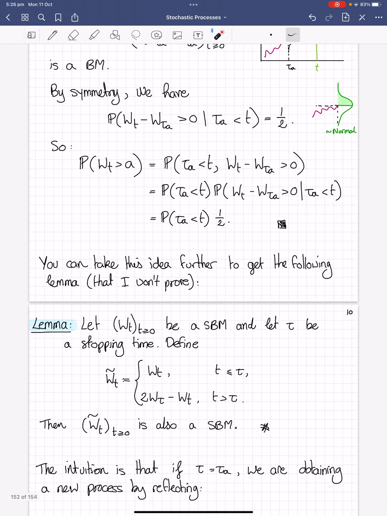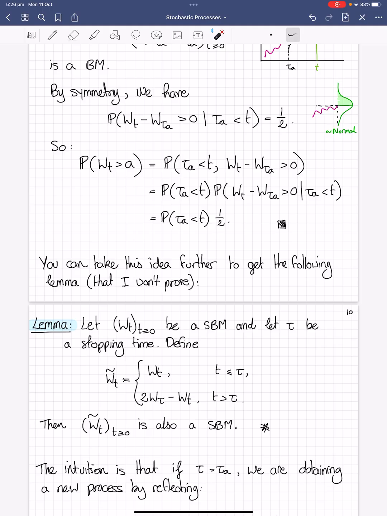That is, if the Brownian motion is a standard Brownian motion and tau is a stopping time, it could be a hitting time, but it could be something else, then if I define a new process called tilde Wt, and this process is given by the original standard Brownian motion up to time tau, and given by 2 times W tau minus Wt for t strictly greater than tau, then this tilde Wt is also going to be a standard Brownian motion.